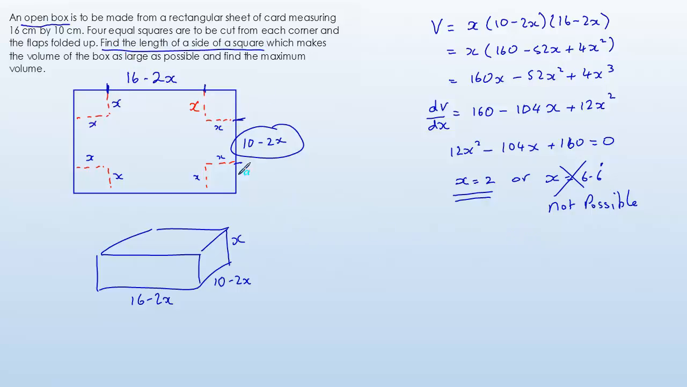We're not asked to, but we could do d2V/dx squared, and that would be negative 104 add 24x, and that's clearly negative when x equals 2, so that indicates that we've got a max.